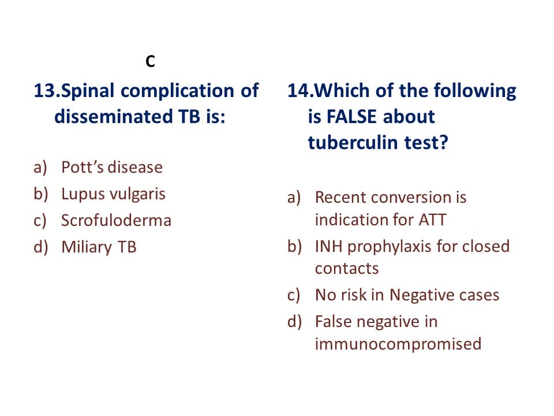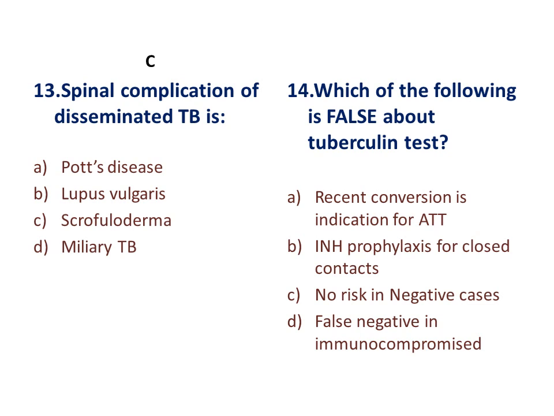So the false one here, first we will see what are the true answers. Recent conversion is indication for ATT. Yes, whenever you see the tuberculin test positive, you have to start the anti-tubercular treatment. And B, when people are having close contact with a person with an active case of tuberculosis, we have to give INH, isoniazid, as a prophylactic drug.